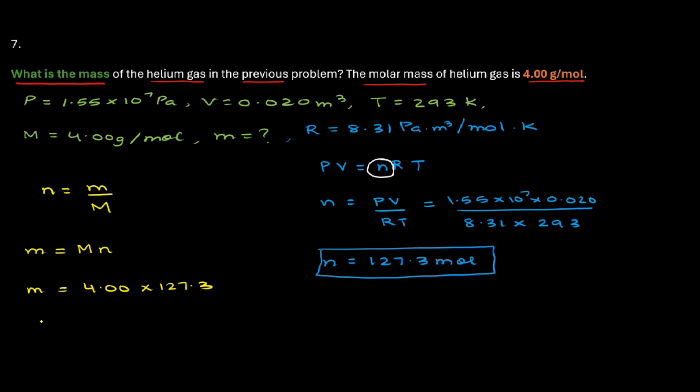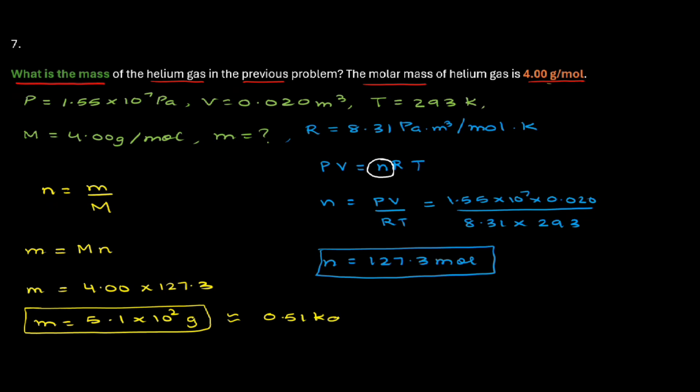127.3. When you solve this, you get the mass of the gas to be equal to 5.1 times 10 to the power 2 gram. You get the final mass in gram because the molar mass is also in gram per mole. So when you multiply the number of moles with this, the final mass you get is in gram. You can convert this to kilogram by dividing the number by 1000. Then you get 0.51 kilogram.